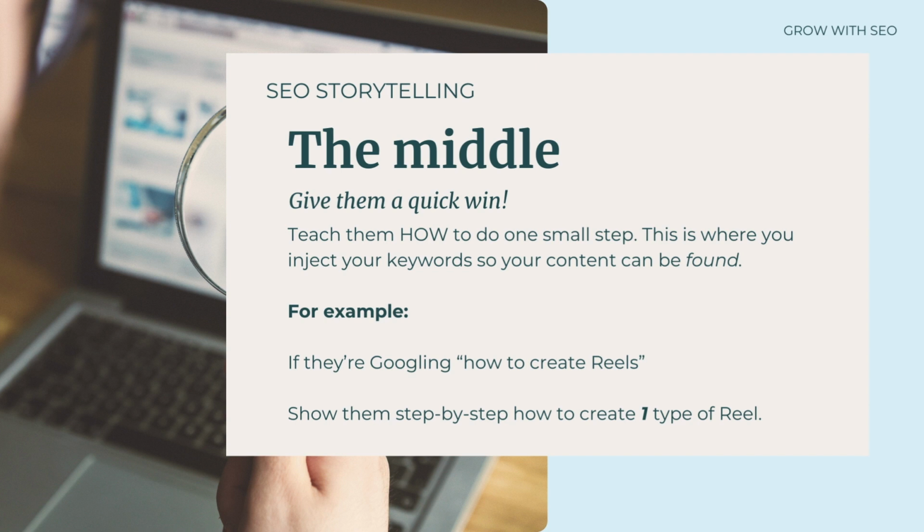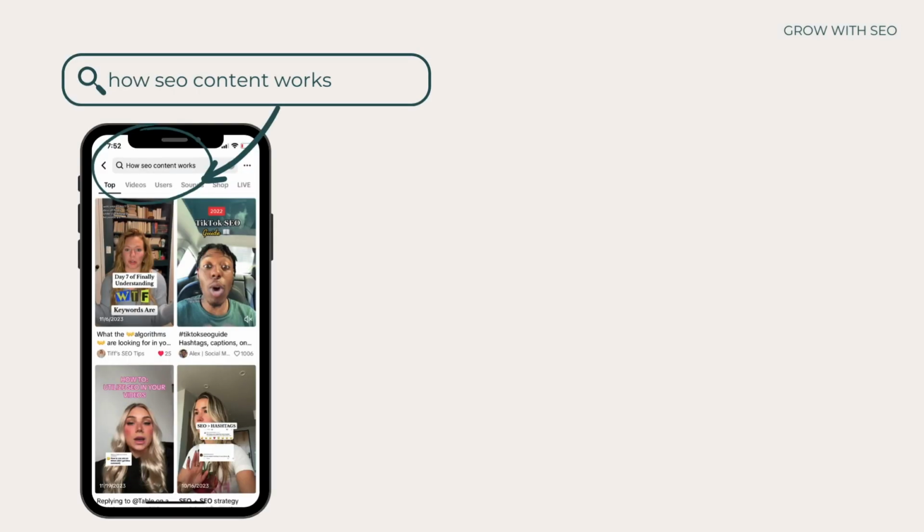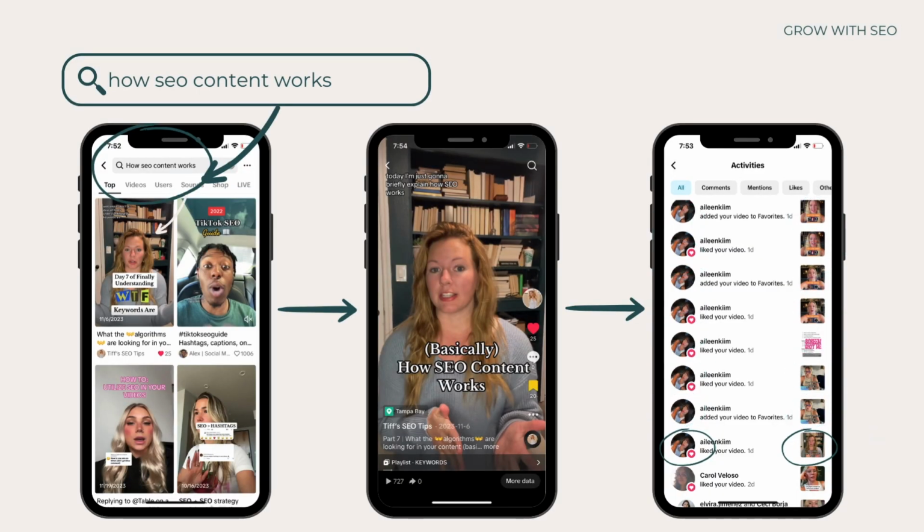Another example to give them a quick win is to teach them how to do one small step. This is where you inject your keywords so that your content can be found. For example, if they're Googling how to create reels, show them step by step how to create one type of reel. So the middle is part of their story that gets them over a struggle that they're having to give them a quick win, which is when they'll start binge reading your content.